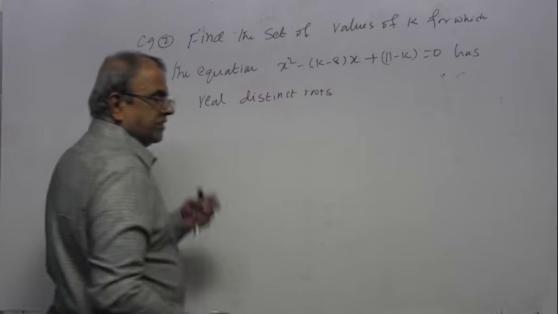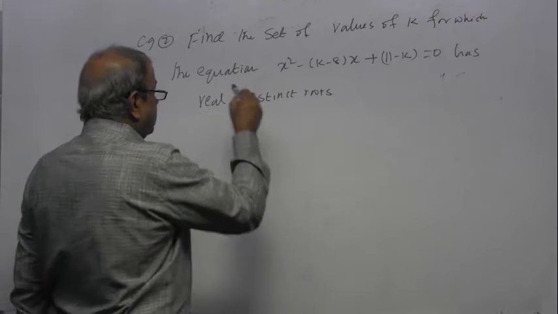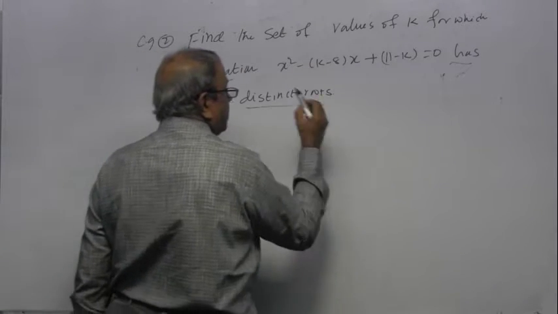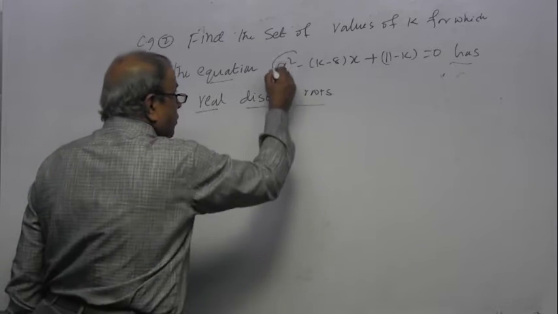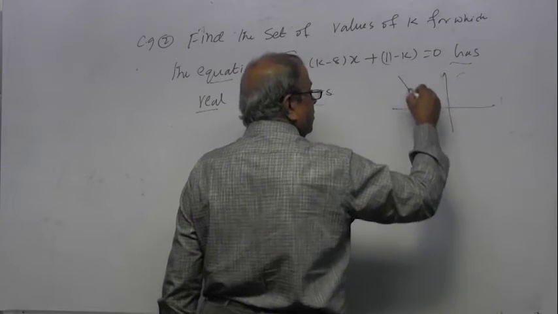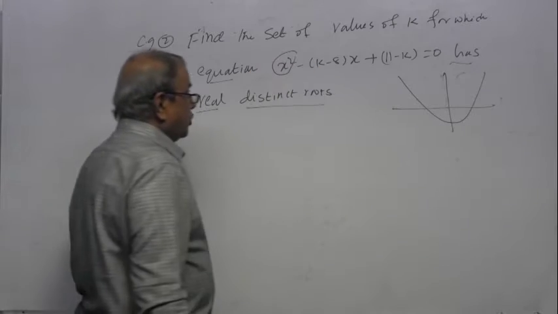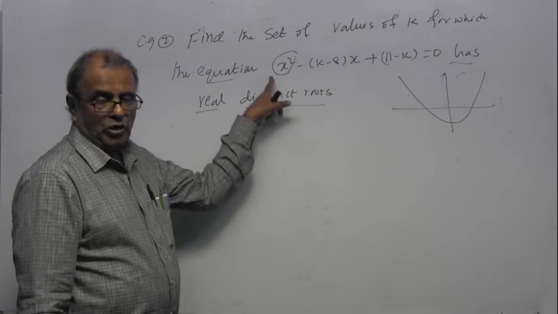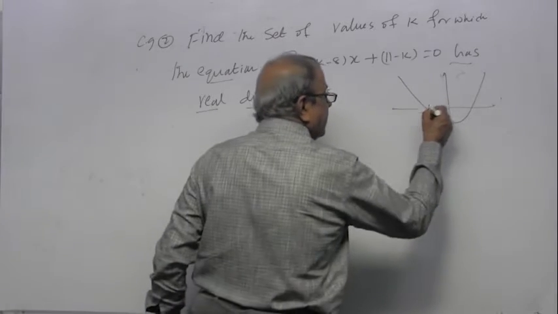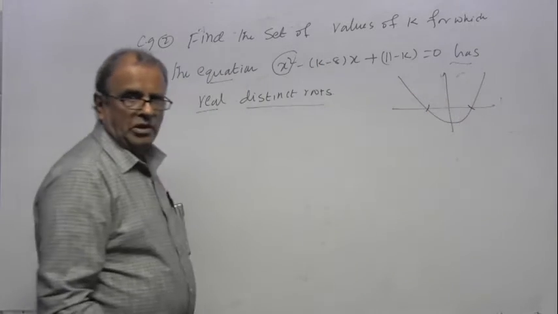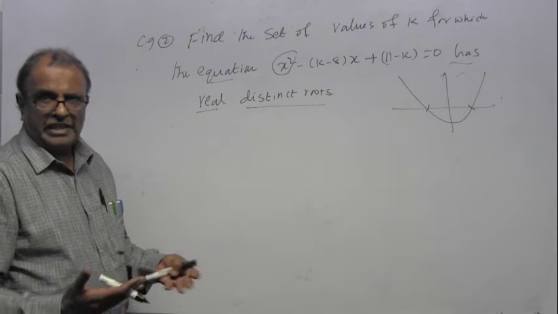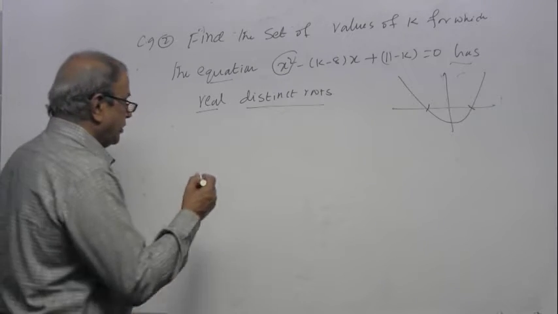Again, the analysis here. You have been told the equation has real distinct roots and it's a quadratic. So mentally you realize your graph is like that. It's a U shape because the coefficient of x squared is positive. So therefore, it has 2 real roots. For it to have 2 real roots, b squared minus 4ac, the discriminant, must be positive.